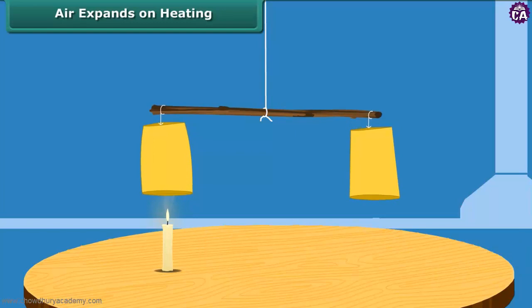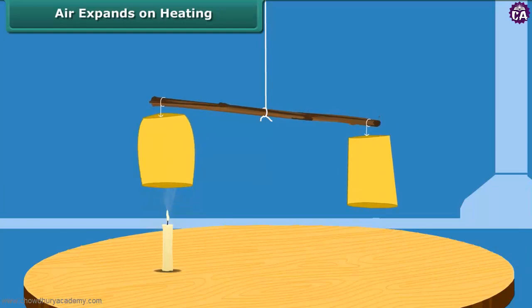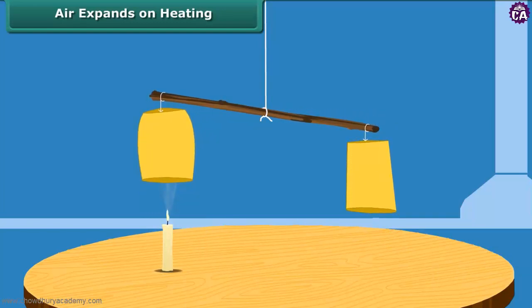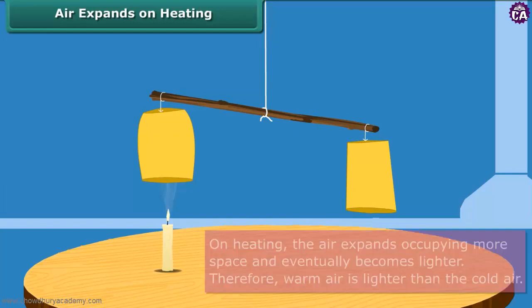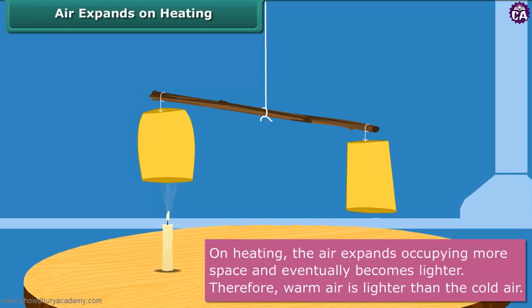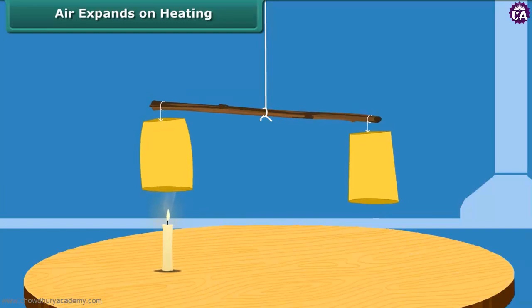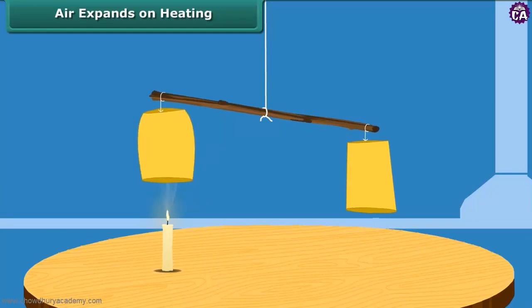We noticed that the balance of the two bags got disturbed. This is because as the warm air rises up, it pushes the bag above the candle. So we concluded that on heating, the air expands, occupying more space and eventually becomes lighter. Therefore, warm air is lighter than the cold air. So children, that is the reason why smoke always goes up.